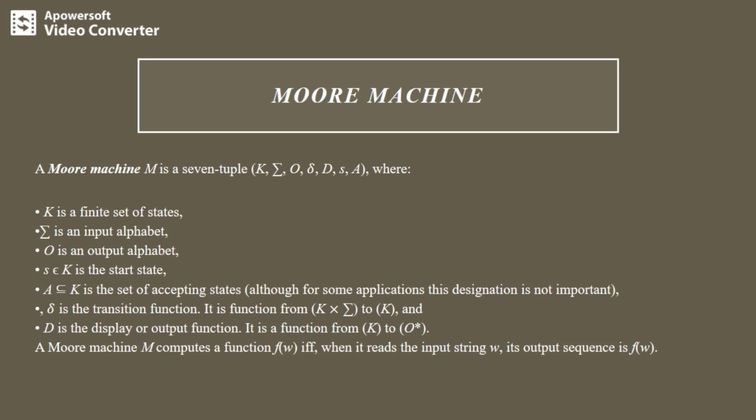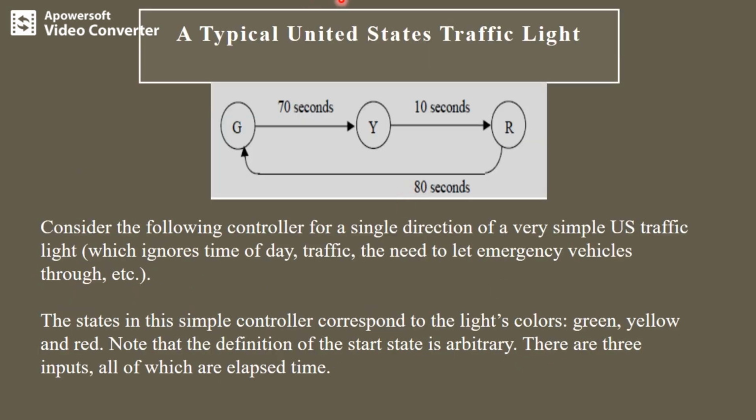Let's understand the Moore machine with an example. A typical United States traffic light. Let's consider the following controller for a single direction. So here it is a single direction of a very simple US traffic light, which ignores many things like time of day, traffic, the need to let emergency vehicles through, et cetera. So the states in this simple controller correspond to the light colors, that is green.